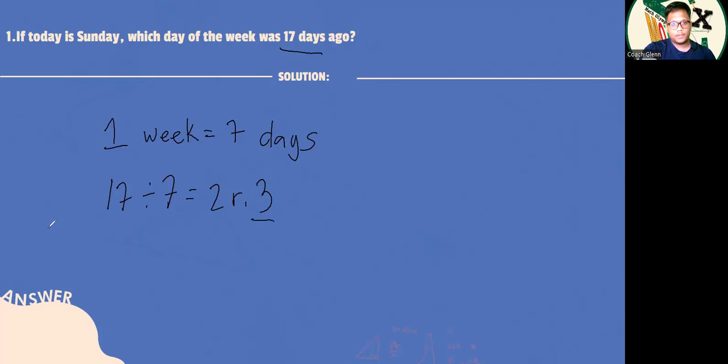Now, after getting the remainder, that's the number of days we need to count starting from Sunday. So we need 3 days. Next is Monday, next is Tuesday. Wait, this is "ago," so we're going to count backwards, okay? So counting backwards, the day before Sunday is Saturday. Next, Friday. And finally, Thursday. So the final answer here should be Thursday.